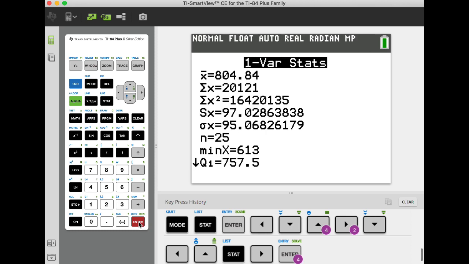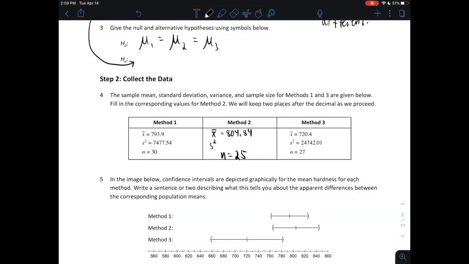That's 804.84. And then for the standard deviation, notice there I have capital SX, so that's 97.02863838. And to get the variance, I have to square that. So I'm going to take that whole number that's there and square it, and then I'll round that answer to 2 decimal places. So S squared, we will say, is 9414.56. We're going to need those 3 lists in a little bit, so we'll come back to the calculator after we've done a few other problems.